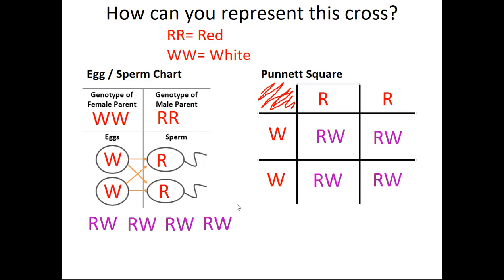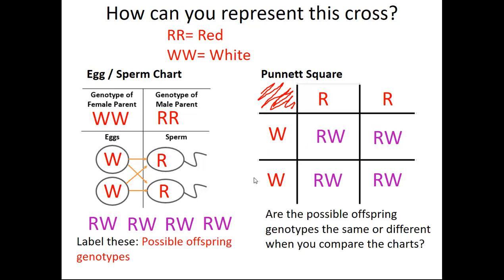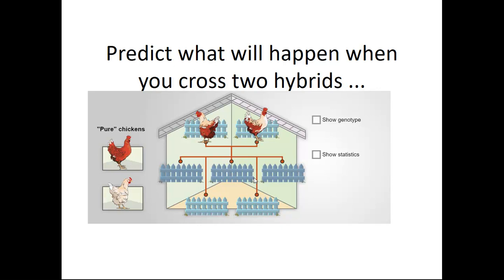So now that we know how to model codominance using an egg sperm chart or a Punnett square, let's go ahead and try to do that and make a prediction for when you cross two hybrids. You can go ahead and do that on your Explore Learning Gizmo, and you can also make that prediction using an egg and a sperm chart and a Punnett square on your big ideas page 17. Pause me and return when you're ready.